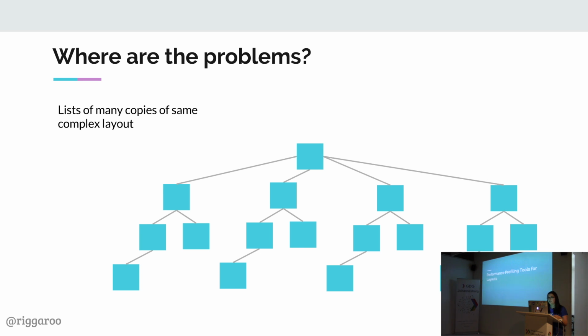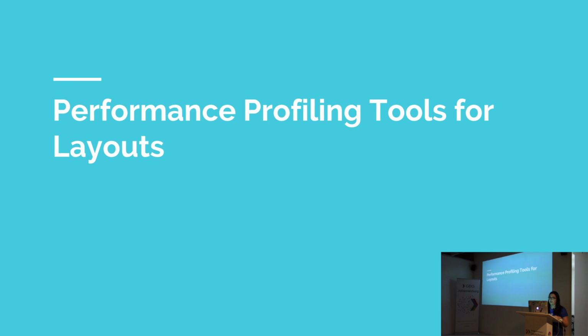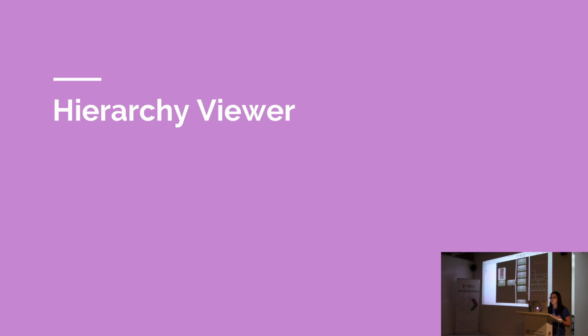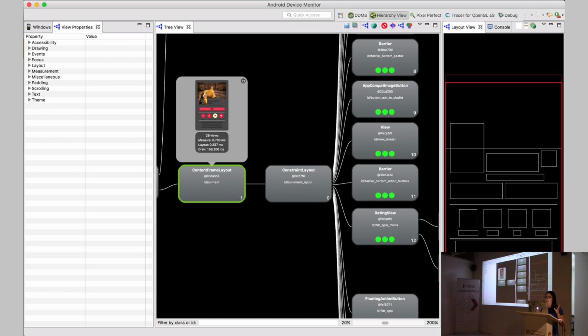Okay, so some tools that you can use within Android Studio and the Android Device Monitor to profile your layouts. There's a lot of tools. I'll just touch very briefly on some of them. The first one is Hierarchy Viewer. So this one allows you to take your layout that you've got visible on the screen, so it's running on the emulator, and you can profile your layout from here.